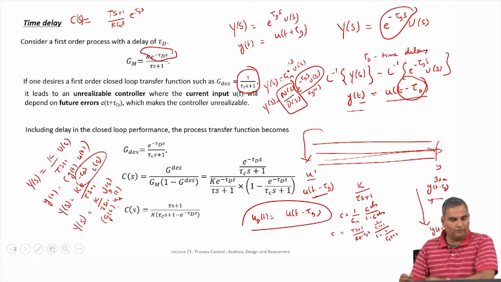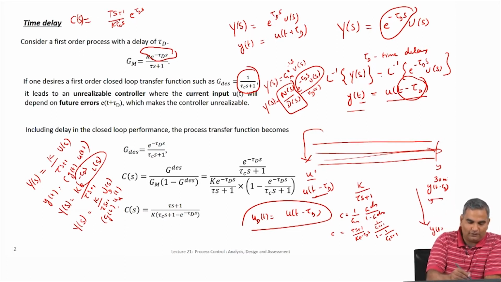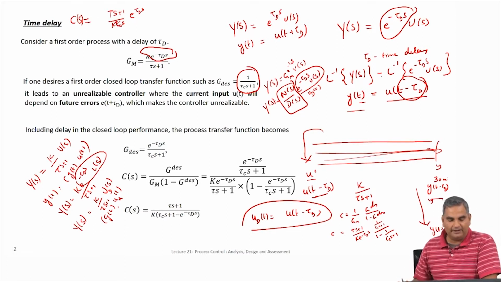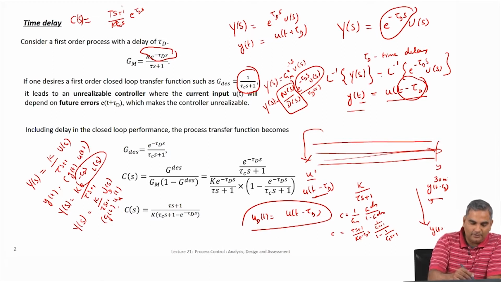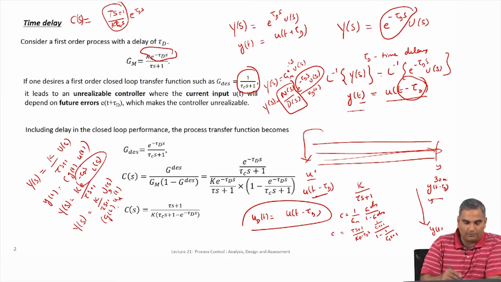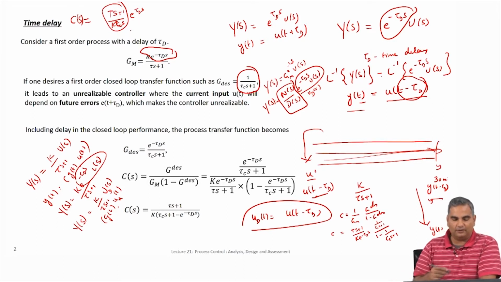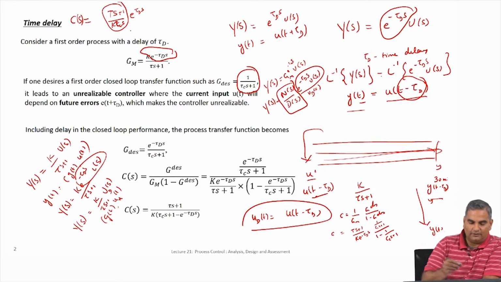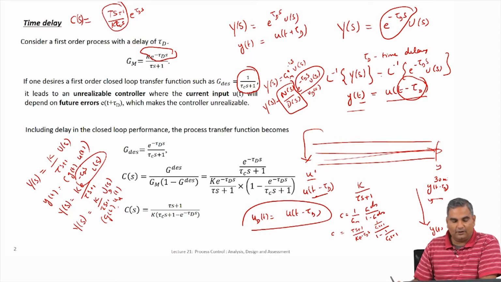Okay. Now, for people who have been following this course nicely, will immediately recognize that this is basically the PI form, right. So, tau s by k tau c s, the s and s will get cancelled, that will give you the proportional part, and then 1 by k tau c s will give you the integral part. So, this they will see as a PI controller.